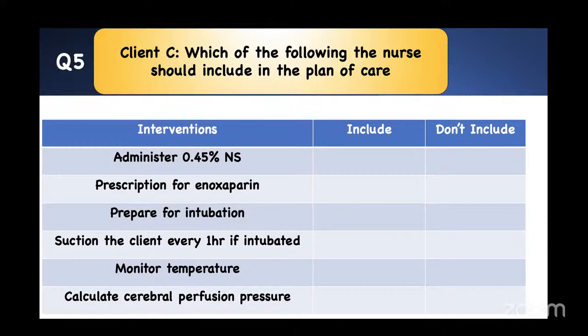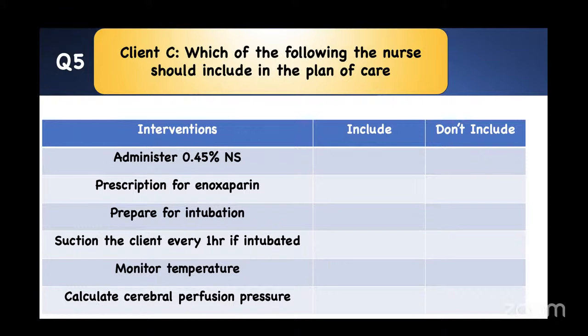Should we expect a prescription for enoxaparin for head injury patient? Should we prepare to intubate that patient? Should we suction the client every hour if intubated? What do you think? You can put your comment in the comment section. Should we monitor temperature for patient with a head injury? And should we calculate the cerebral perfusion pressure? This is brain injury. We expect the patient to have signs and symptoms of ICP.